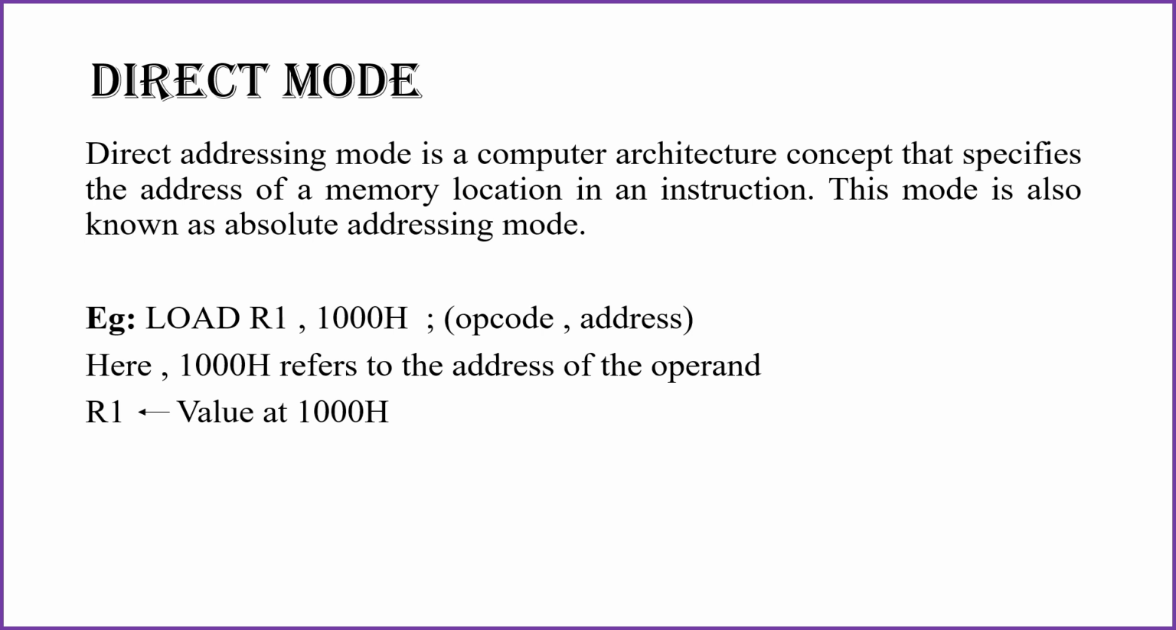Next, we have the direct addressing mode. In direct addressing mode, the instruction specifies the memory address where the operand is stored. Instead of directly using the value of the operand, the memory address is given. So, the CPU fetches it from the given location. An example instruction given here is load R1, 1000H, where 1000H refers to the address of the operand. So the CPU goes to the memory location 1000H, fetches the value from there, and then loads it into the register R1. The direct addressing mode is also known as the absolute addressing mode.